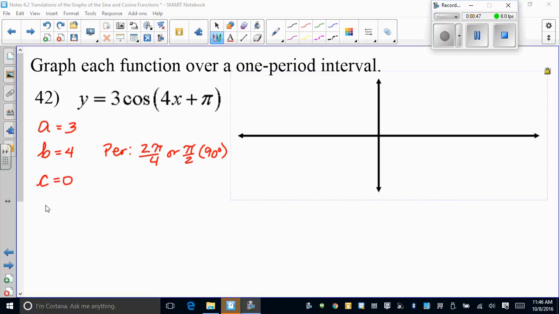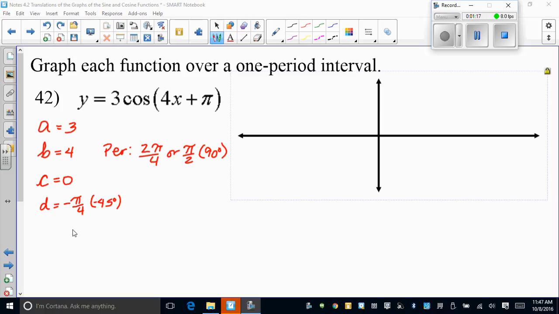And D, remember we have to take this and divide it by the B value, so we get pi over 4. But don't be confused, this is a plus sign, which means I have to do a double negative to make this one negative. Or 45 degrees. So not only are we squishing this thing into 90 degrees, we're also going to move it to the left 45 degrees.